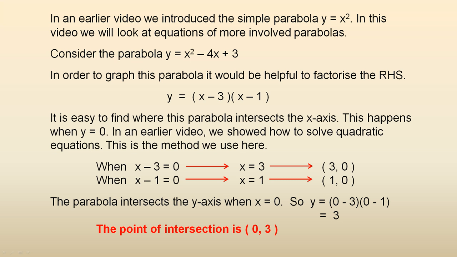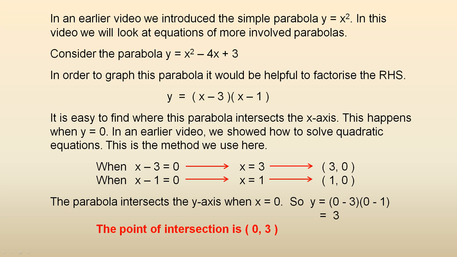In an earlier video, we introduced the simple parabola y equals x squared. In this video, we will look at equations of more involved parabolas. Consider the parabola y equals x squared minus 4x plus 3. In order to graph this parabola, it would be helpful to factorize the right-hand side. And that is y equals (x minus 3) times (x minus 1). And we learnt how to do that in earlier videos.